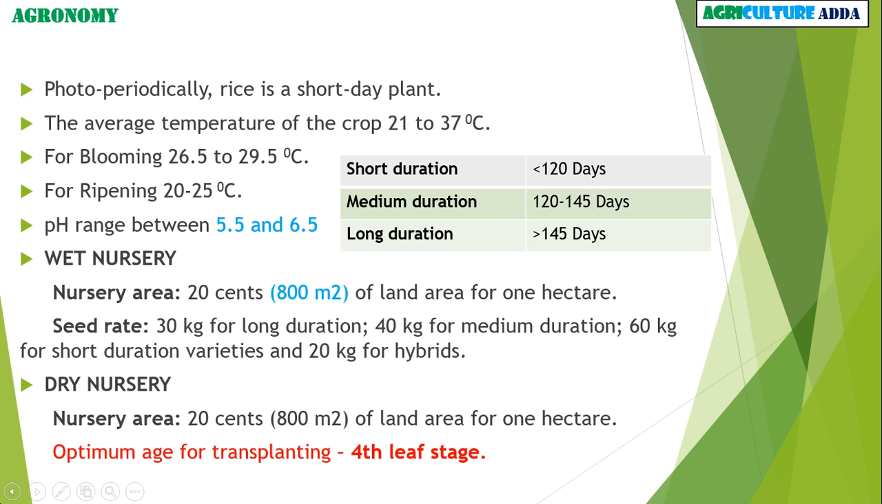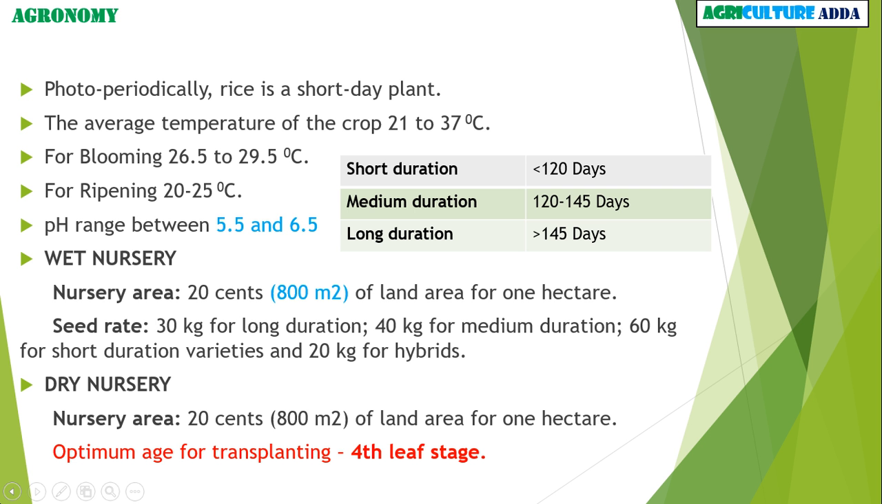These are some points about the rice crop. Photoperiodically, rice is a short day plant. The average temperature required for the crop is 21 to 37 degrees Celsius, and for blooming 26.5 to 29.5 degrees Celsius. For ripening, the temperature required is 20 to 25 degrees Celsius, and the pH range required is 5.5 to 6.5. That is, a somewhat acidic pH range is required.